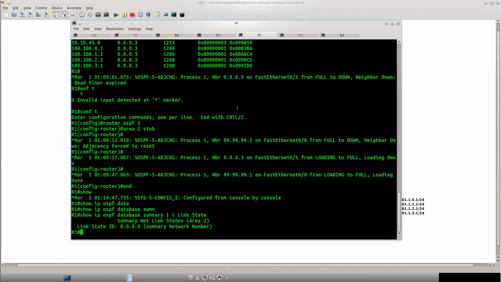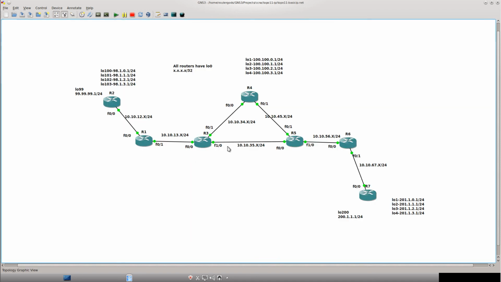Now remember when we first did this area 2 stub, we had to go on all the routers to do this. Area 2 stub on router 3, area 2 stub router 1, area 2 stub router 2. This no summary command, you just put it on the ABR. So why do you think we only do this command on the ABR, router 3? Why is it not necessary on router 1 and 2?